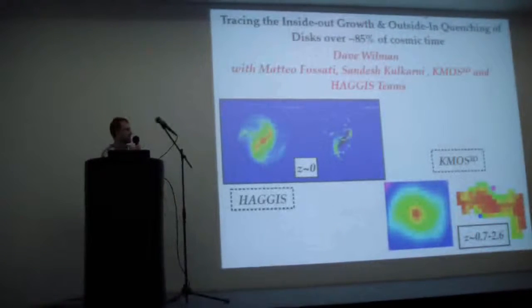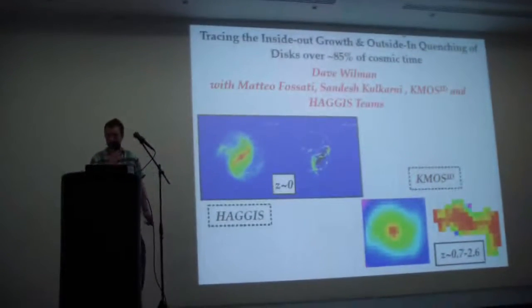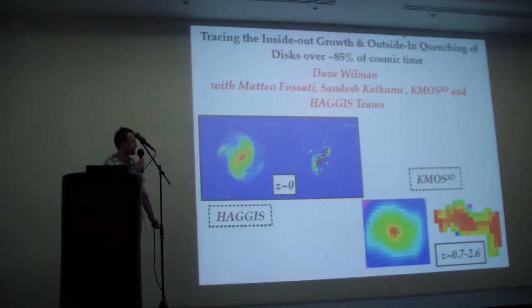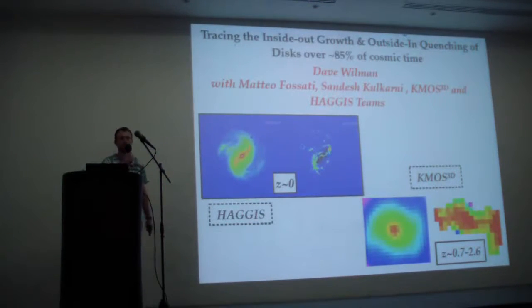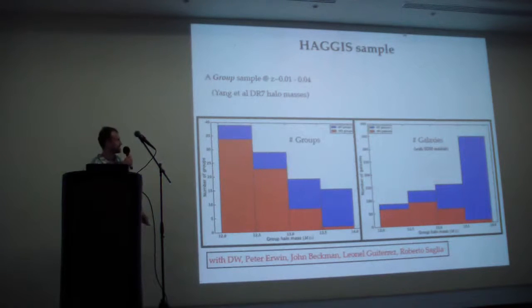This is a 75-night VLT program tracing star formation in galaxies, and also the kinematics, using the very powerful KMOS instrument on the VLT in Chile, which allows you to observe 24 objects at a time in the near infrared. With little mini HAGGIS. HAGGIS is a group survey.